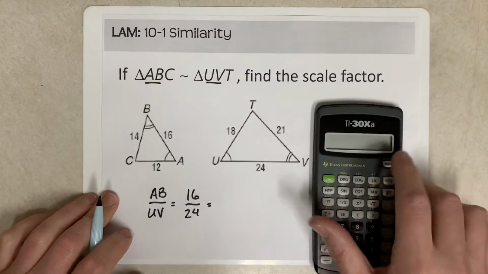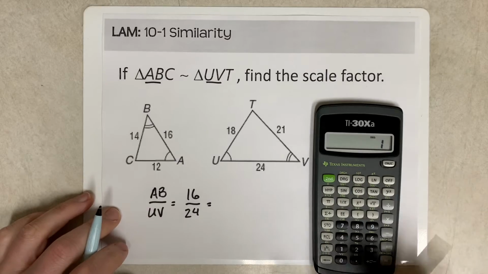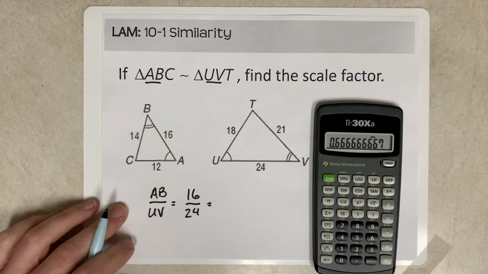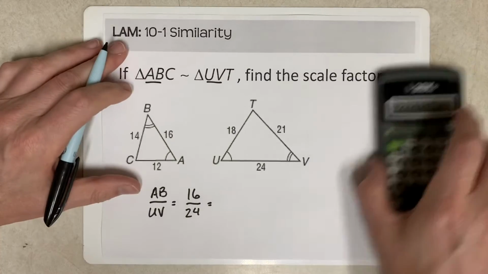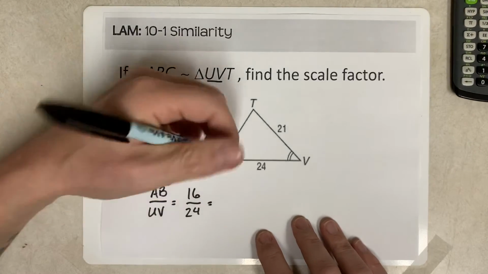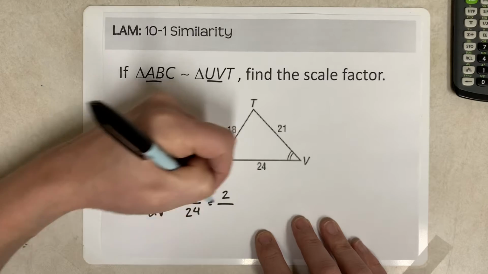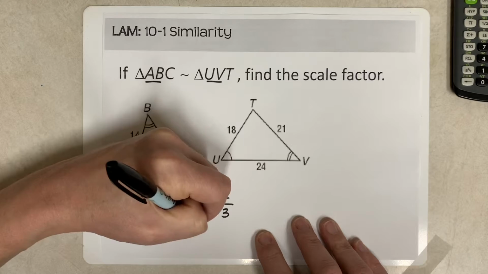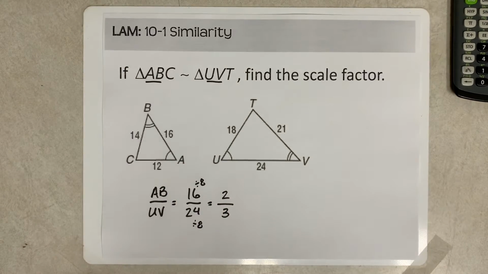Okay, so now I have to simplify this fraction. If I use a calculator, I get 16 divided by 24, which is 0.6 repeating. Well, I know that that's 2/3, but let's say a student doesn't know that that's 2/3. Well, let's simplify our fraction. 8 goes into 16 2 times, and 8 goes into 24 3 times. So we just divide by 8 and divide by 8. And so the scale factor is 2/3, and that's going to take you from the big one to the small one. If you want to go from the small one to the big one, you'll just flip it, and then that would be 3/2.